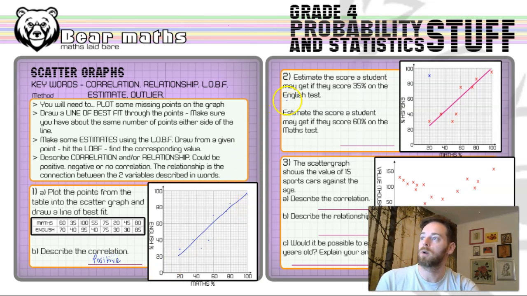Okay, now question number 2, we have to estimate the score that a student may get if they score 35% on the English test, and then estimate the score a student may get if they score 60% on the maths test. So it's a similar sort of thing, but this time we've got the points that are plotted, and that's really how you should plot them with the X's and draw the line of best fit. You can see my line of best fit actually, it's the same graph, so if we look at both of those, very, very similar line of best fits, which is all good.